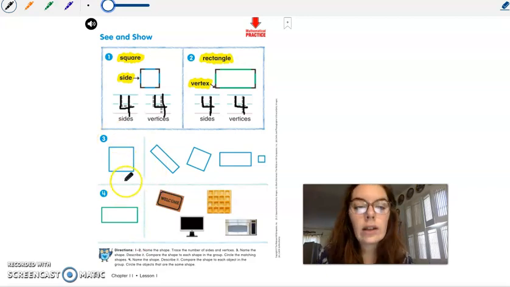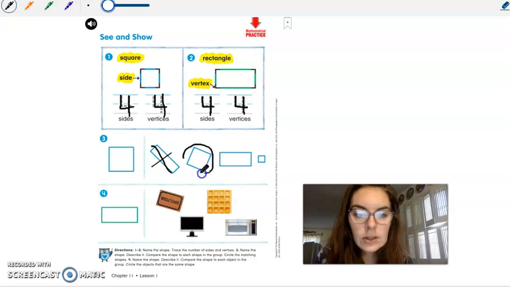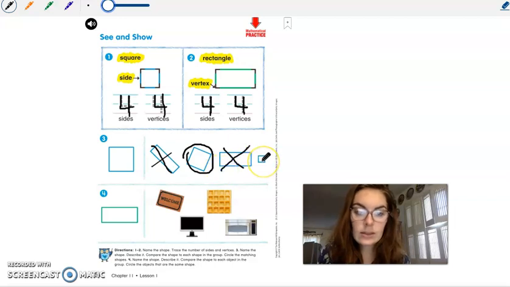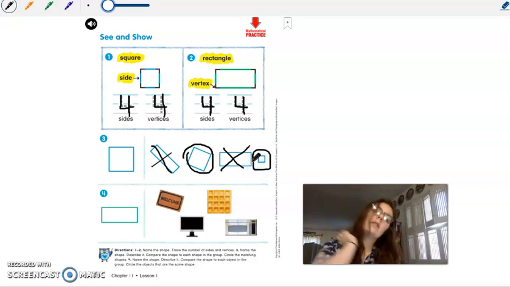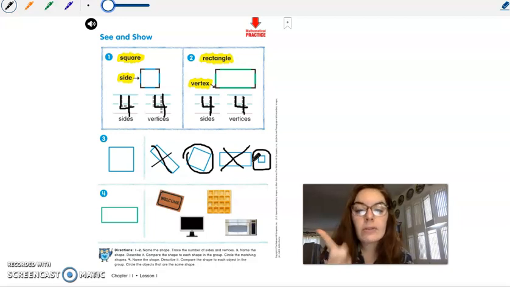Okay, so we know this is a square. Let's look. Is this a square? No. Let's X it. Is this a square? Yes. Go ahead and circle. Is this a square? No. X. Is this a square? Yeah. Go ahead and circle it. Okay. So go ahead and X and circle those. If you need more time, you can pause the video. We're going to keep moving, okay?